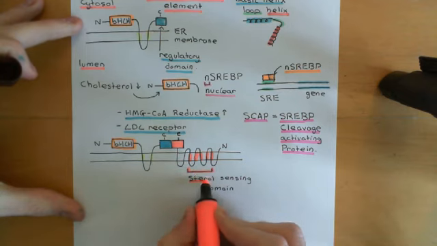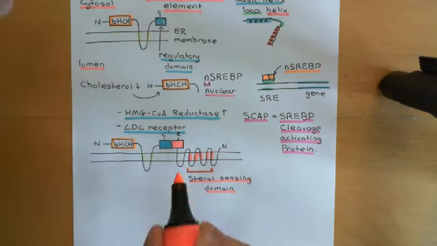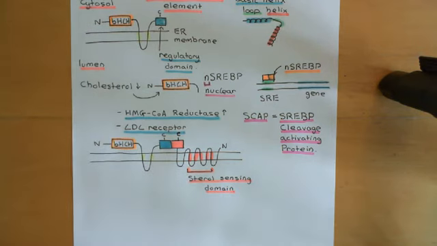However, what I now want to discuss is what happens when cholesterol is high, and how that is going to prevent the breakdown of SREBP, and then we'll talk about what happens when cholesterol is low and how that's going to promote the breakdown of SREBP. Okay, so firstly, let me talk about what happens when cholesterol is high.